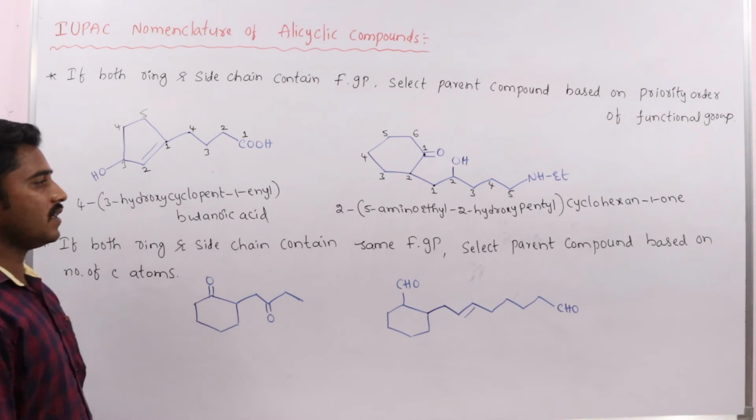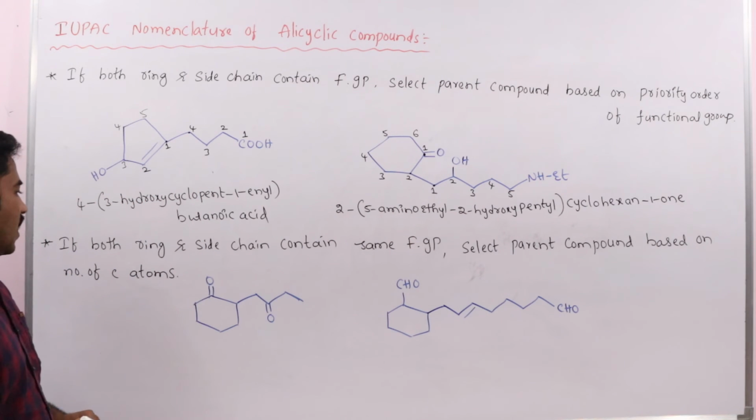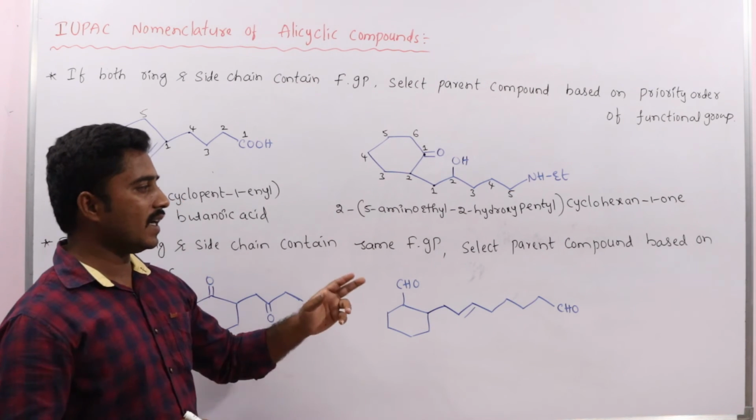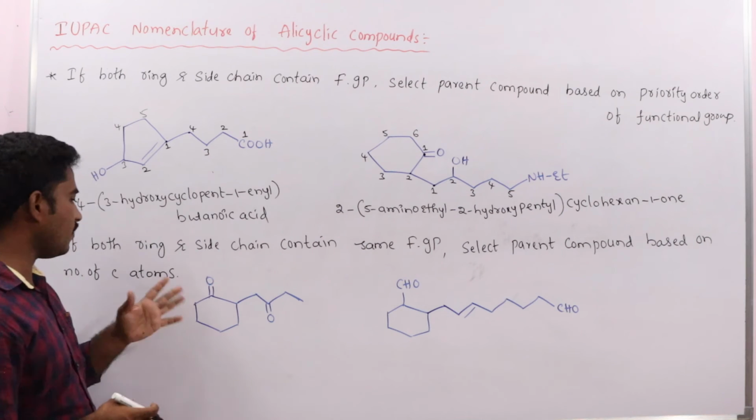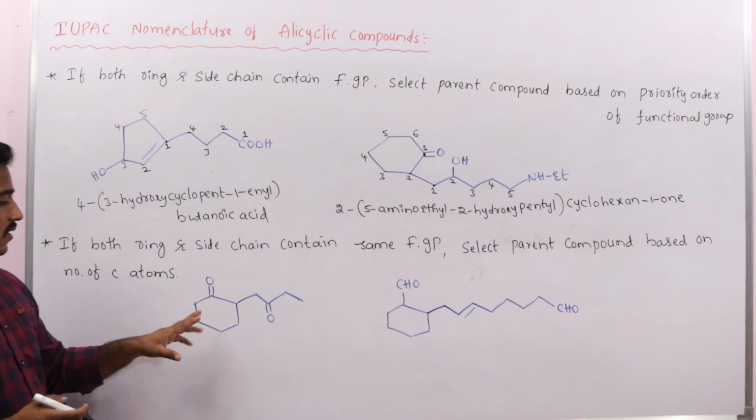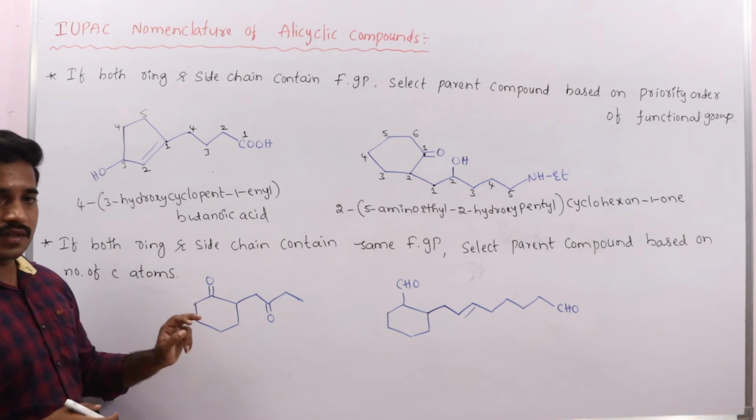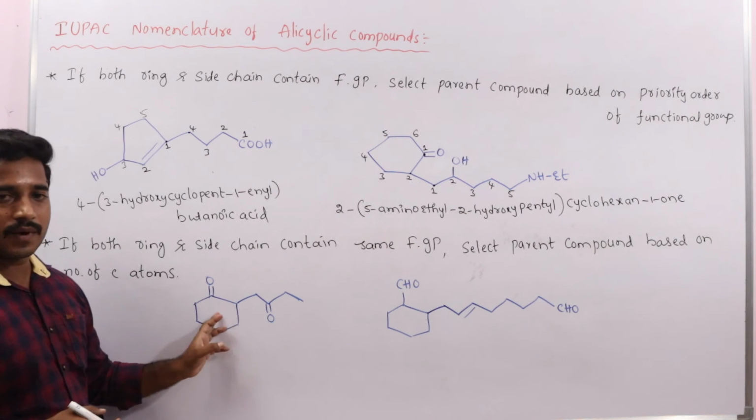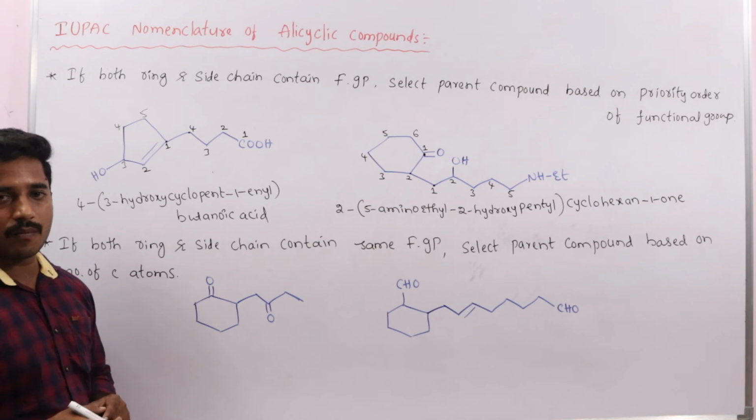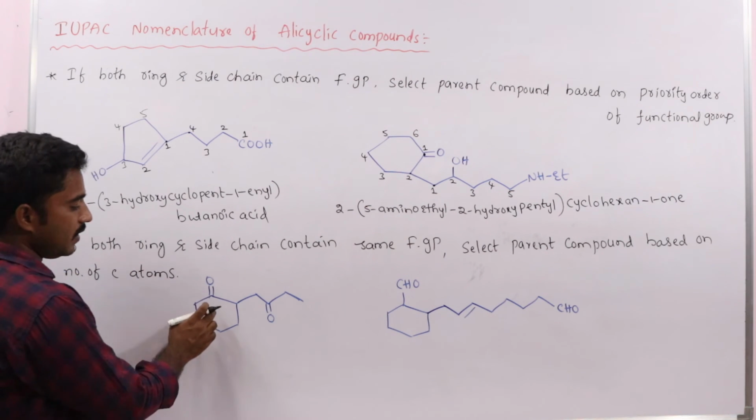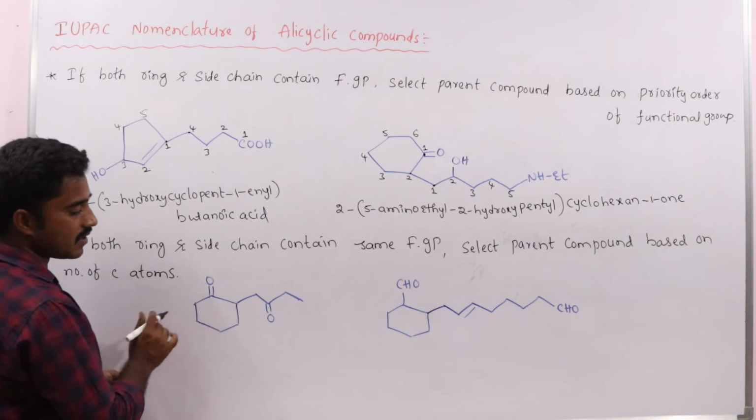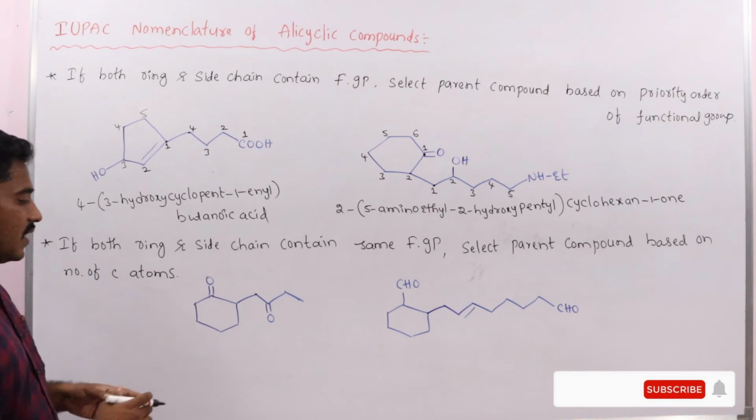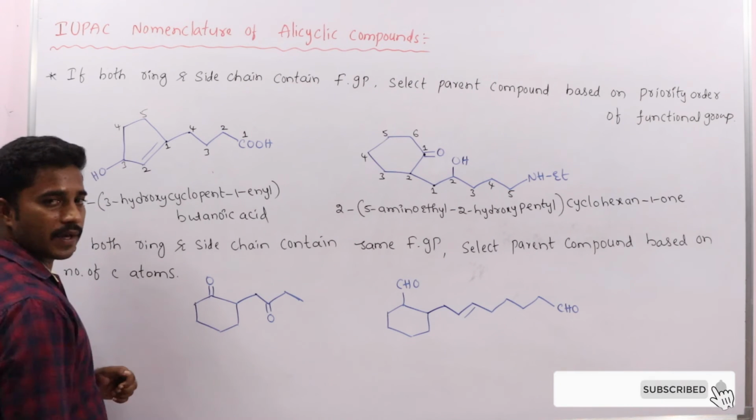Okay, cyclohexane 1-one. So let us see if both ring and side chain contain the same functional group. Select the parent compound based on the number of carbon atoms. So in this you see the ring contains a ketone functional group and the side chain also contains a ketone functional group. But if similar functional groups are present, then we have to select the parent compound based on the number of carbons. In the ring how many carbons are there? 6 carbons are present. In the side chain only 1, 2, 3, 4 carbons are present. So which one is the parent compound? The ring is the parent compound.